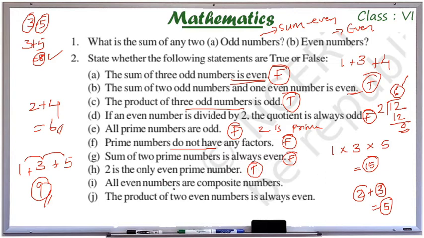Then, all even numbers are composite numbers, which is false, because 2 is also an even number, but 2 is not composite. 2 is a prime number, 2 is not composite. So the statement that all even numbers are composite is false. The product of two even numbers is always even. Yes, this is a true statement.